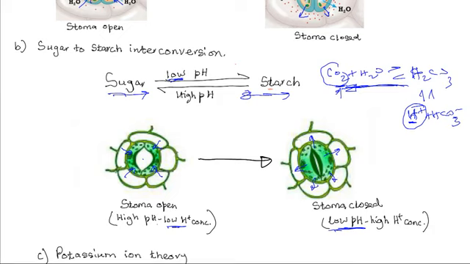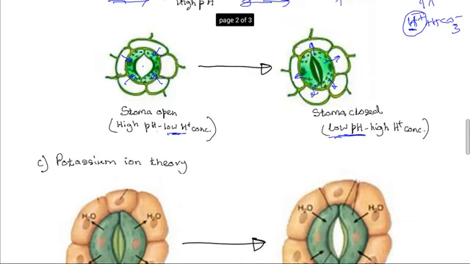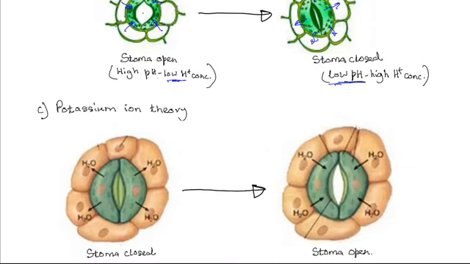The guard cells become flaccid. They draw close toward one another, leading to closure of the stomata. That is at night. So at night, there's accumulation of CO2, leading to low pH. The low pH favors a conversion of sugar to starch. The osmotic pressure of the guard cells drops. As a result, the guard cells lose water to the surrounding epidermal cells by osmosis, and they become flaccid, thereby closing the stoma. Now, the third theory is about the potassium ion theory.